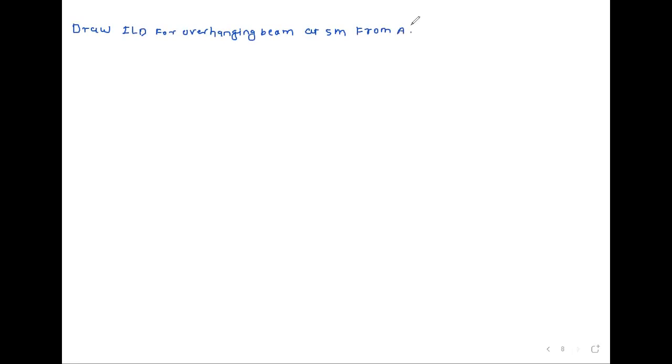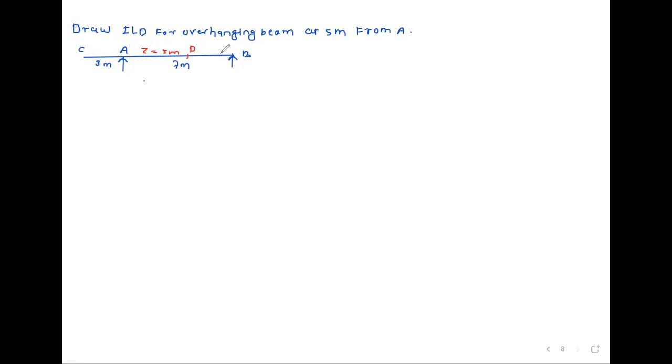So first I will draw the overhanging beam here, and then we will draw the ILD. Suppose this is point A, this is point B, this is point C. This distance is 3 meter and the total distance is 7 meter. So from that you have to locate Z first, and the location of Z is at 5 meter from A. So we will call this point D, and this Z is equal to 5 meter. Okay. So we have to draw now the ILD for RA, RB, shear force and bending moment.